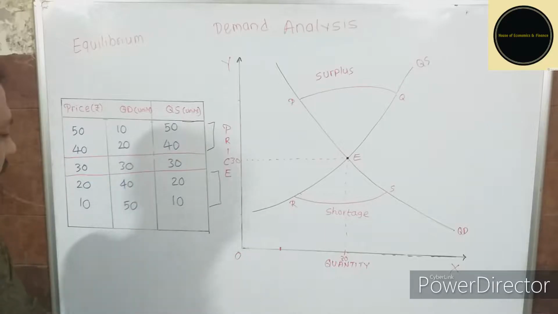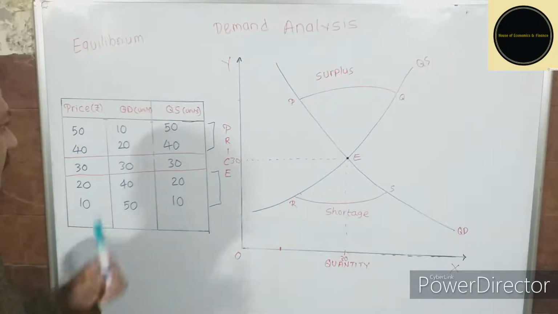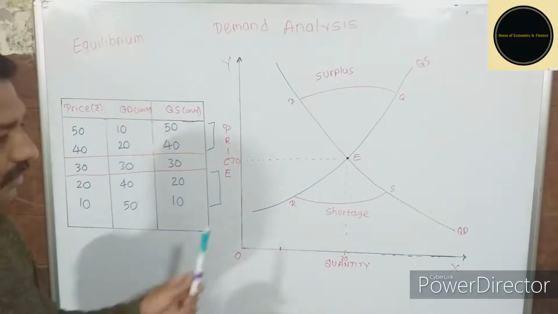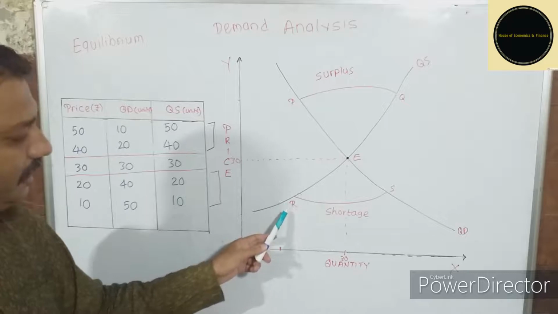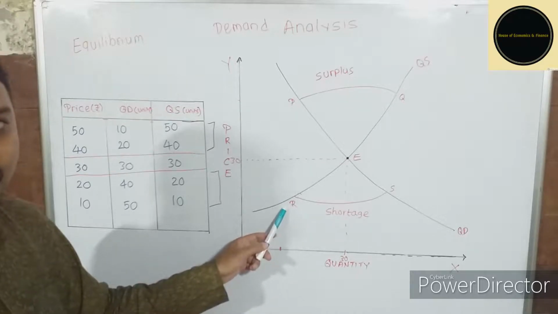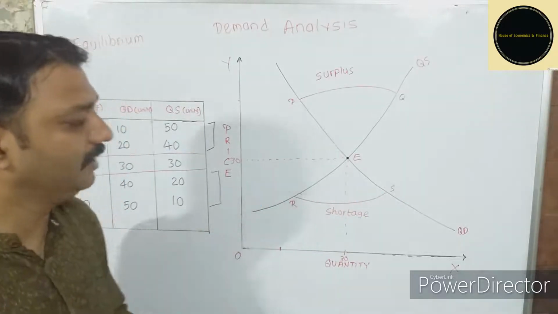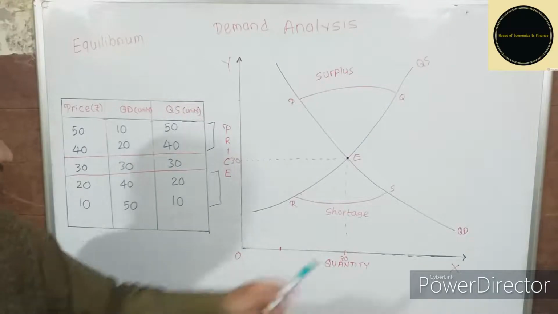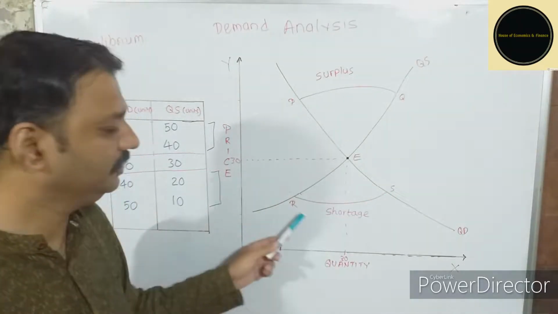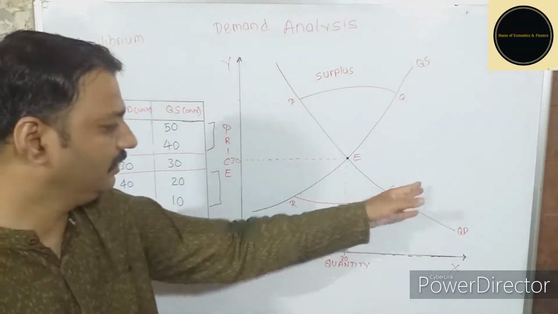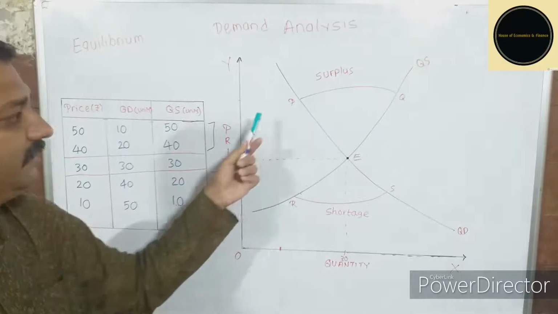Whereas look at another point when price is 10, let us say this point R. When price is 10, the quantity demanded is 50, but quantity supplied is 10. That is to say, on the supply curve, at point R, quantity supplied is basically 10 when price is 10. But the quantity demanded is 50, represented by point S. So what are we having here? We are having a shortage here because demand exceeds supply. And here we are having a surplus because supply exceeds demand.